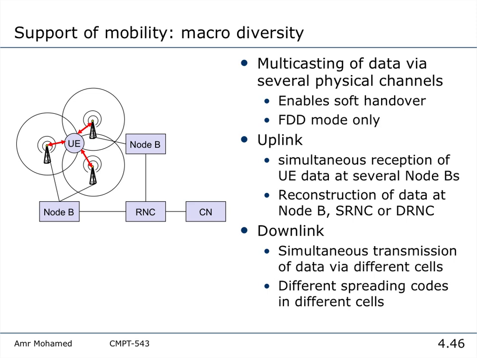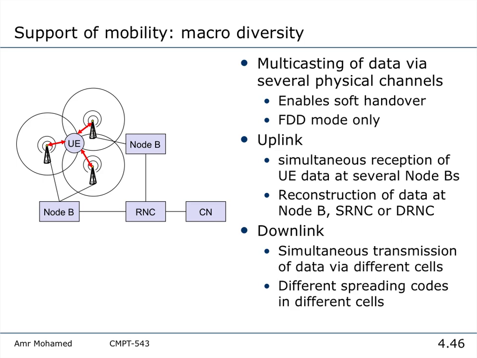Okay? In the downlink, again, we have simultaneous transmission of the data via different cells and via spreading codes, and they get mixed at the UE. So you get 3 signals coming from these 3 nodes to the UE. And the UE mixes all of them, and this way it can use this aggregation to increase the resistance against noise by using the concept of macro diversity. Okay? So this is the concept of multicasting or mixing the traffic from multiple nodes, whether to or from the UE.